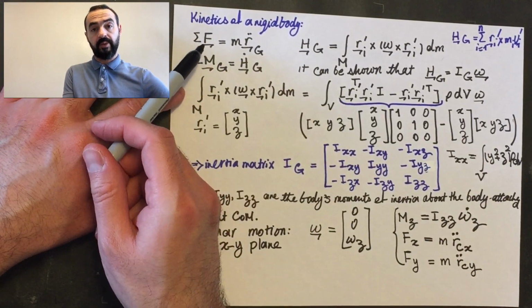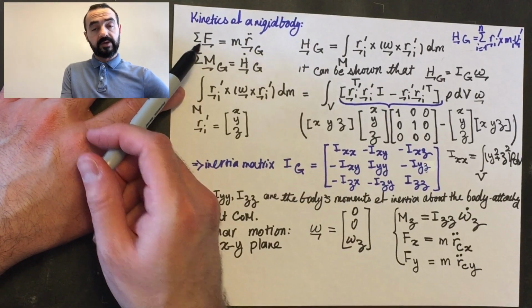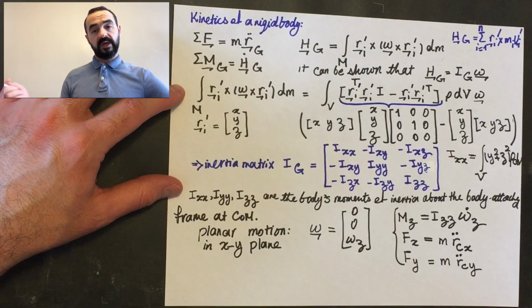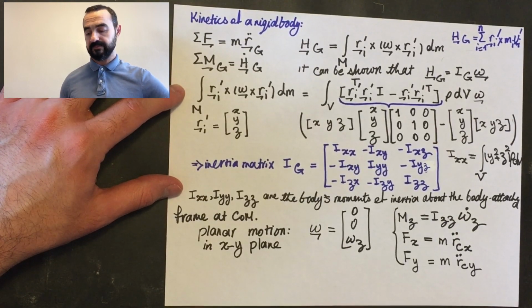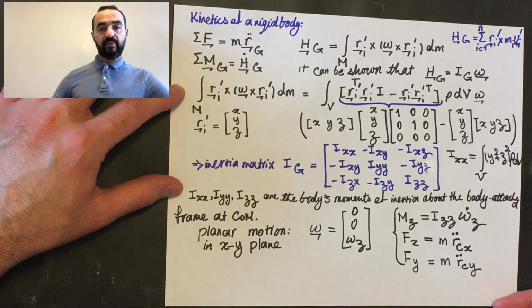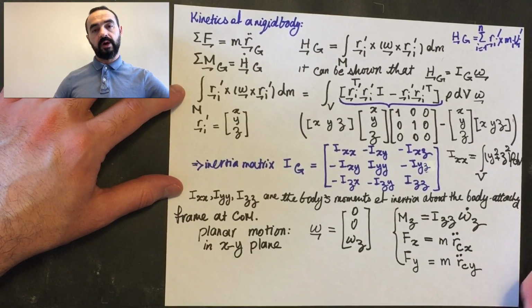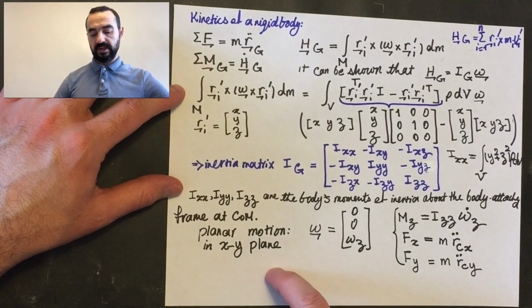It has three components, right? This is a vector equation. It has three components, x, y, and z. These are x and y components. And we are staying in plane, so we don't have any motion along z-axis. So these three equations describe the whole planar motion of this rigid body in xy plane.